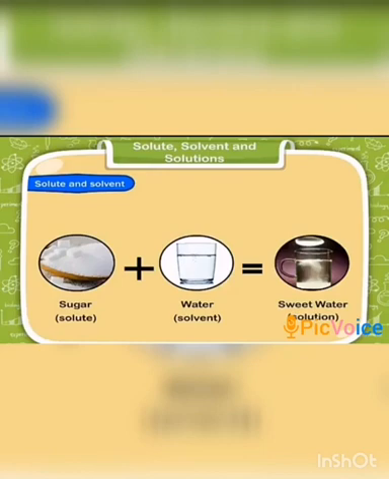In the same way, if we mix sugar with milk, we get sweet milk. Sugar is a solute, milk is a solvent, and sweet milk is a solution.